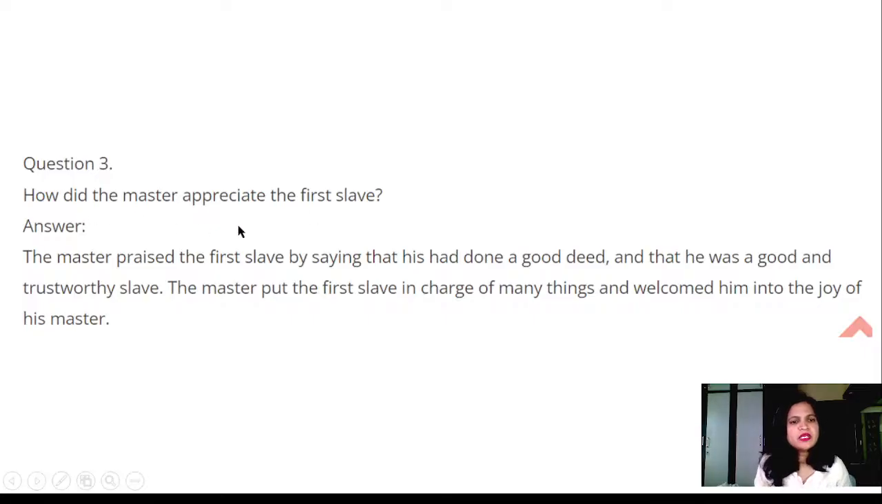Question 3. How did the master appreciate the first slave? Answer. The master praised the first slave by saying that he had done a good deed and he was a good and trustworthy slave. The master put the first slave in charge of many things and welcomed him into the joy of his master.